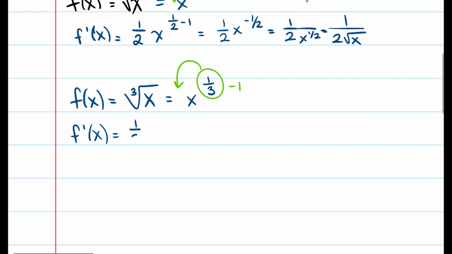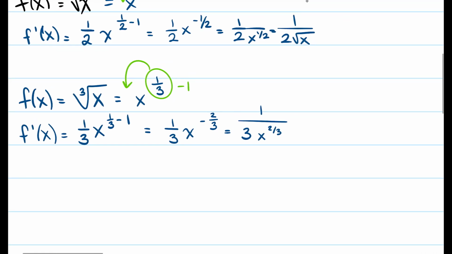So we get 1/3 x to the 1/3 minus 1. So this becomes 1/3 x to the negative 2/3. So this is 1 over 3x to the 2/3, which then gives me 1 over 3 the cube root of x squared.